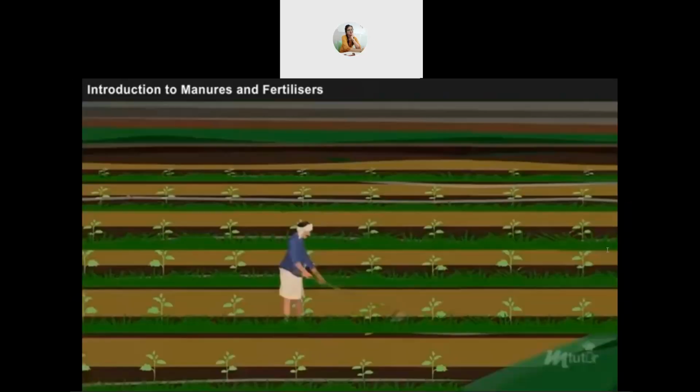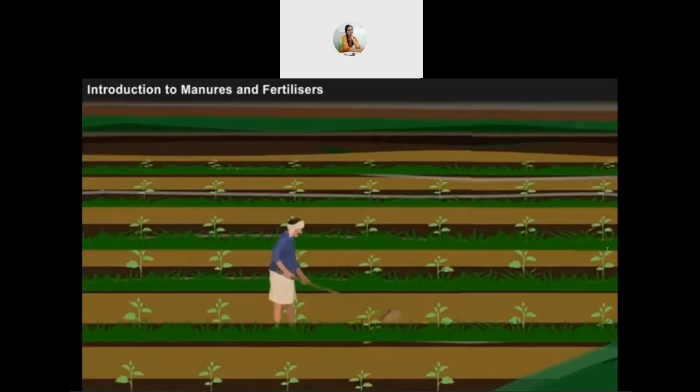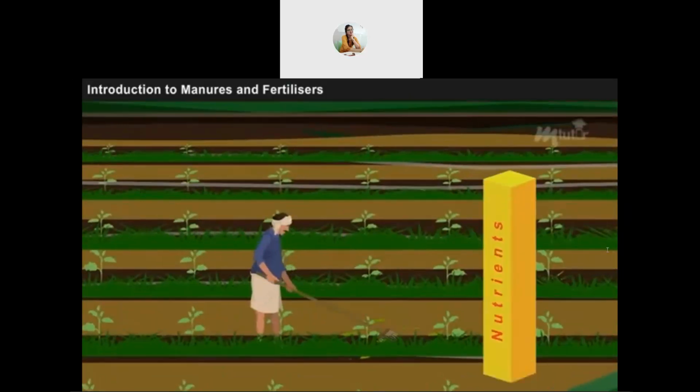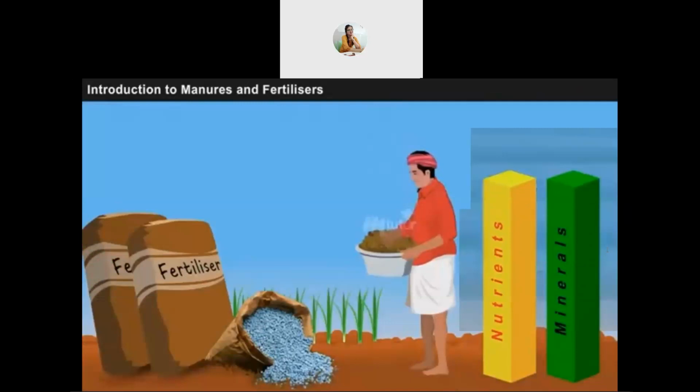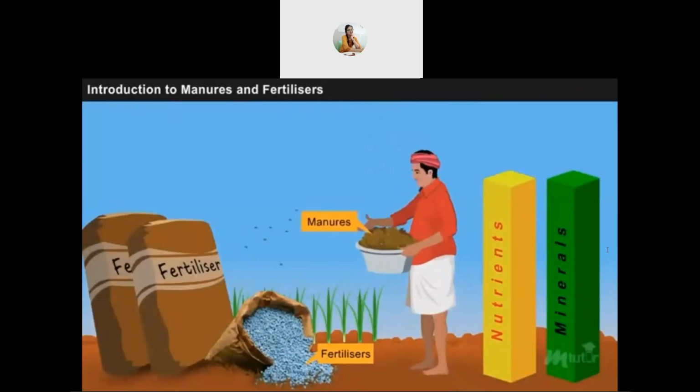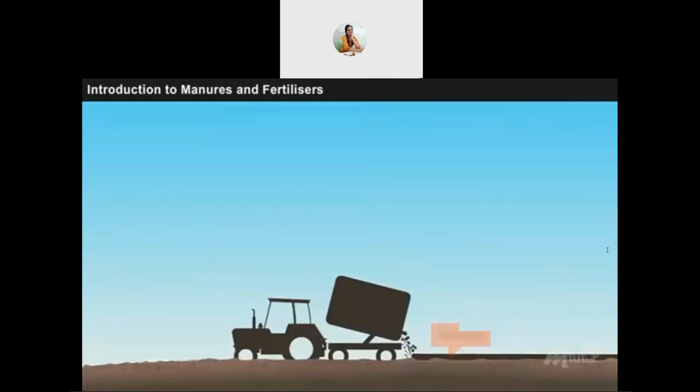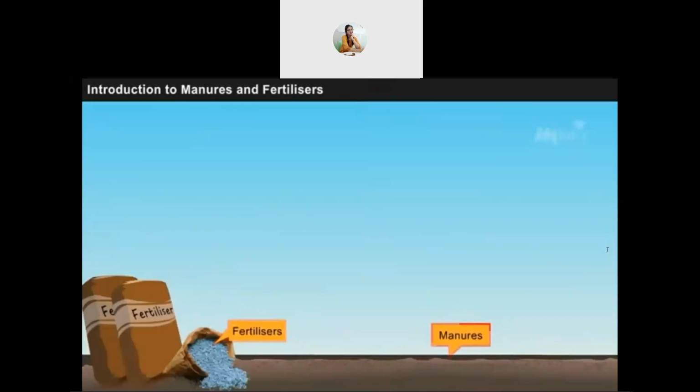Hence, it is necessary that every farmer should keep the soil rich in nutrients and minerals by applying appropriate manures and fertilizers for sustainable agriculture. Thus, manures and fertilizers have become an essential entity of modern-day agriculture in maintaining soil fertility. Now let us discuss manures, fertilizers, and soil fertility management.